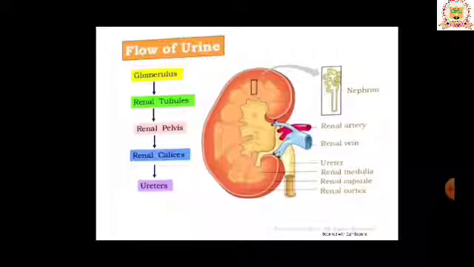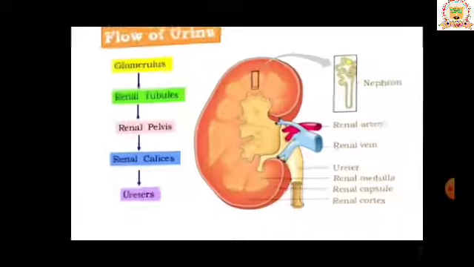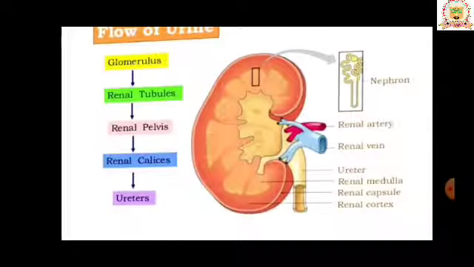We call it as hilum. Fine. There is a notch. You can look at the notch, a groove-like structure which we call it as hilum. Fine. And there is a renal artery which is being colored in red, and there is a renal vein which is being colored in the blue.